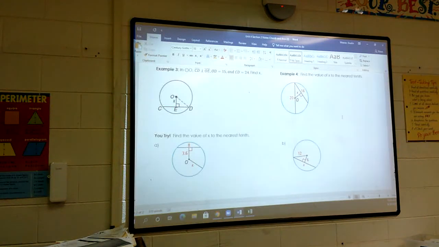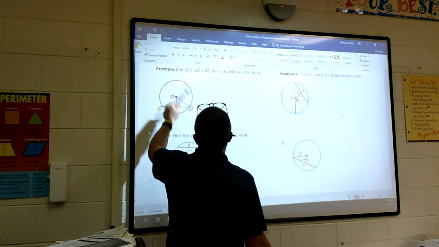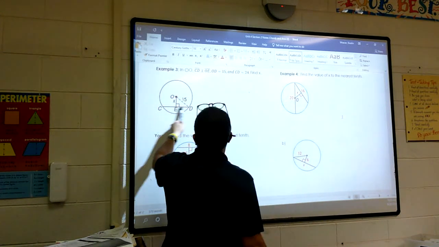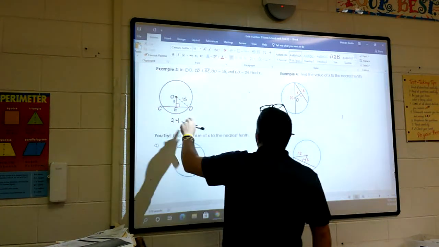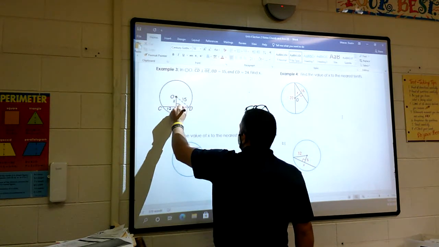So example 3 says, in circle O, CD, so that chord, is perpendicular to OE, which is that little line right there. And O to D is 15. So I'm going to fill that in. So from here to here is 15. And C to D all the way across is 24. If C to D is 24, then what is C to E? 12. And E to D is 12, right?